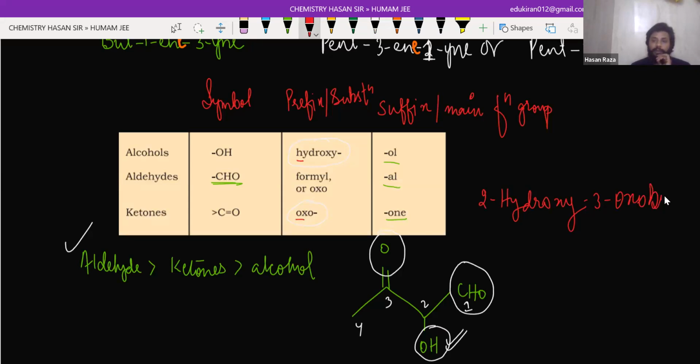How many carbons are there? 2, 4. So but-, and all are singly bonded. Butane, one all, or you can write butanol. Is that clear? Yes. Isn't it easy? Write it.